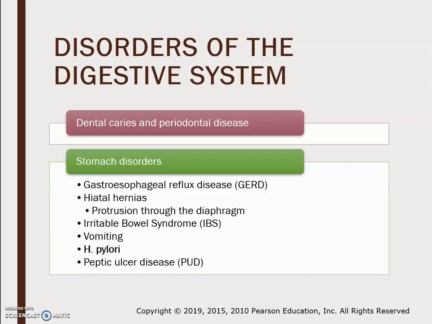Disorders of the digestive system include dental caries and periodontal disease, stomach disorders such as GERD, hiatal hernias. This is the protrusion through the diaphragm, irritable bowel syndrome, vomiting, H. pylori, and peptic ulcer disease. We will be covering H. pylori as a lab in our class. This is caused by a bacteria that's present in the gut that could cause stomach ulcers or stomach cancers.